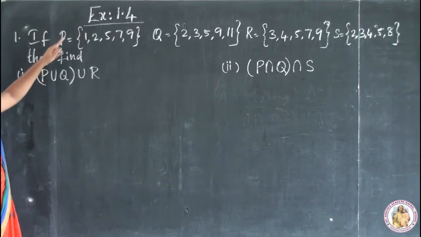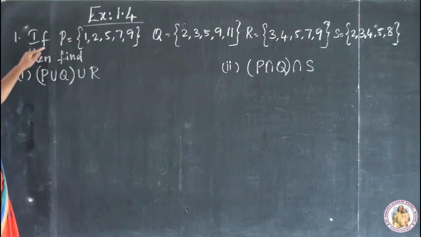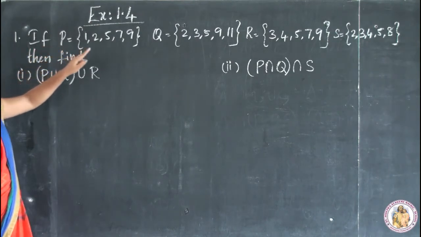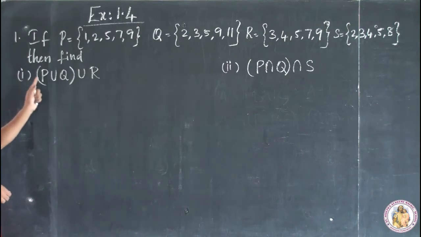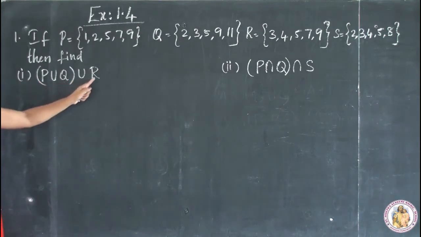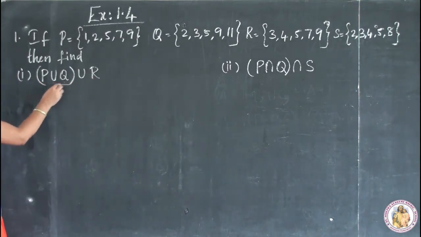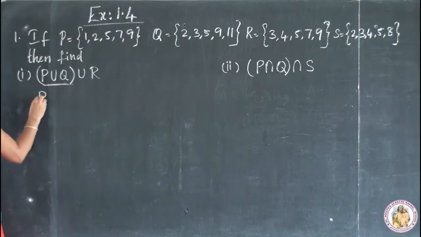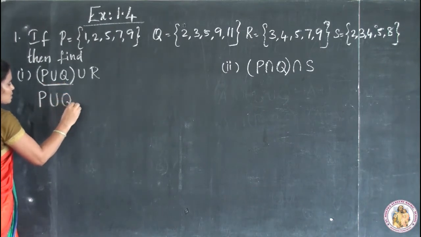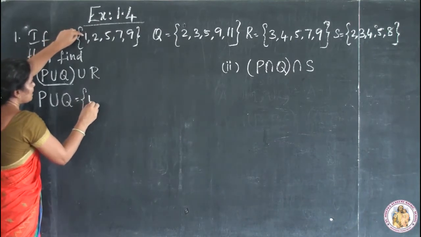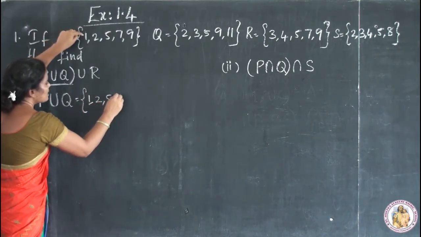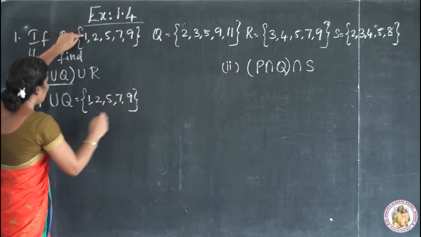Now students, let us move on to exercise 1.4. Question number 1. If P, Q, R and S are given sets of elements, we are asked to find P union Q union R. So first of all go with the bracket. So P union Q. What is P union Q? Write the elements of P, that is 1, 2, 5, 7 and 9.